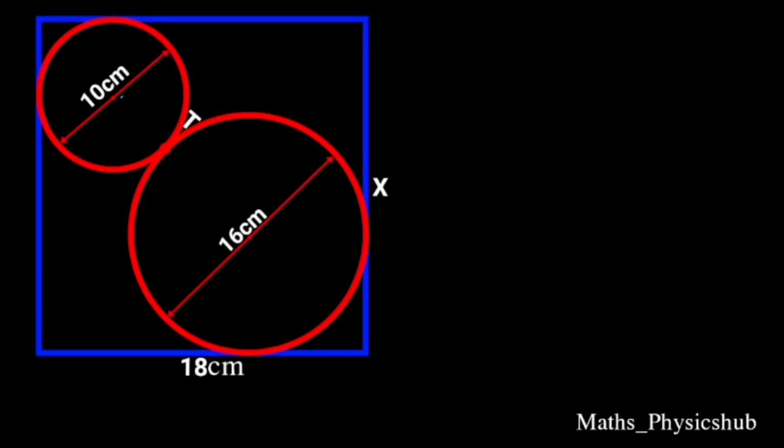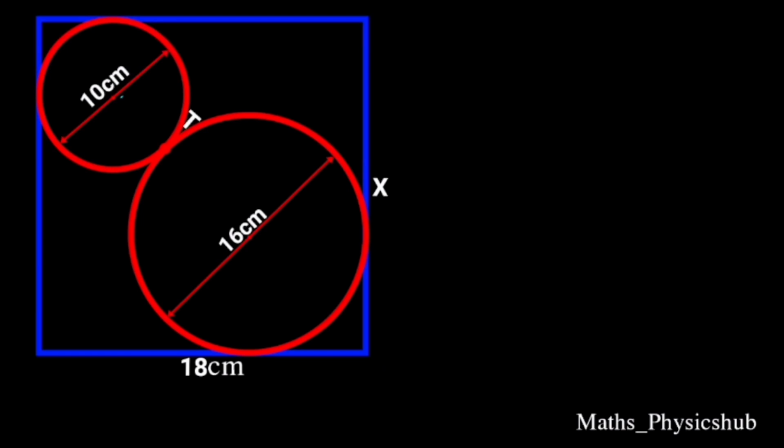This diagram shows two circles of diameters 10 cm and 16 cm touching externally at point T. The two circles are fitted into a rectangle of sides 18 cm and x cm. Calculate x, and hence the area of the rectangle. Note that this diagram is not drawn to scale. Let's go ahead and solve.